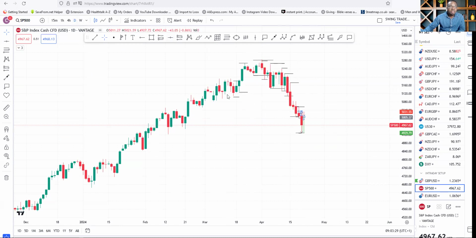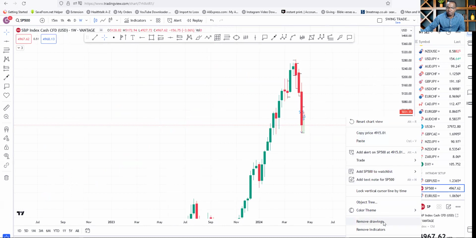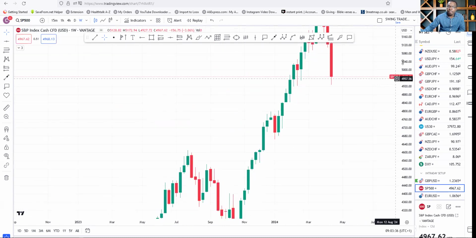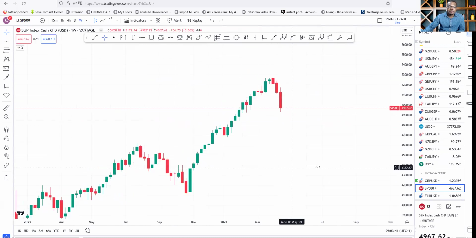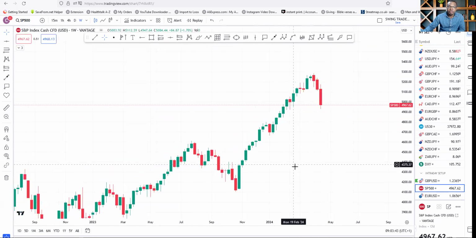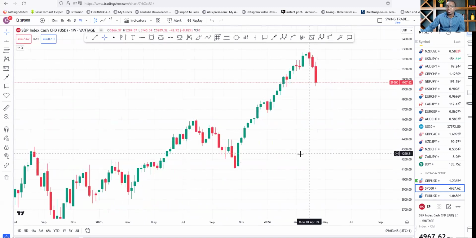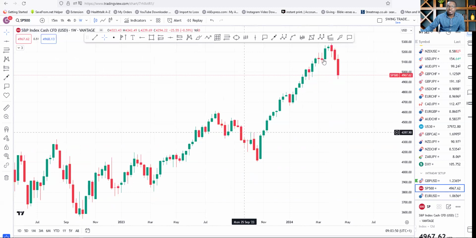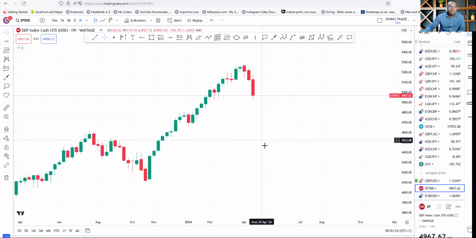So let me quickly go back to the weekly just to show you and remove what I have here. Now, okay, beautiful. You can see the reason why I love this pair, because when it trends, it trends. If the weekly is bullish, it's bullish. If the weekly is bearish, it's bearish. As you can see, we're bearish on the weekly right now.